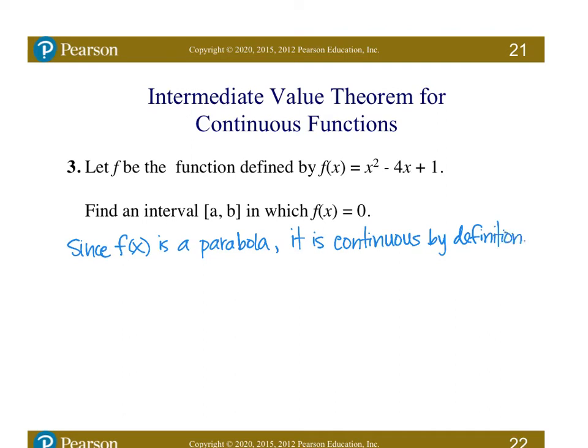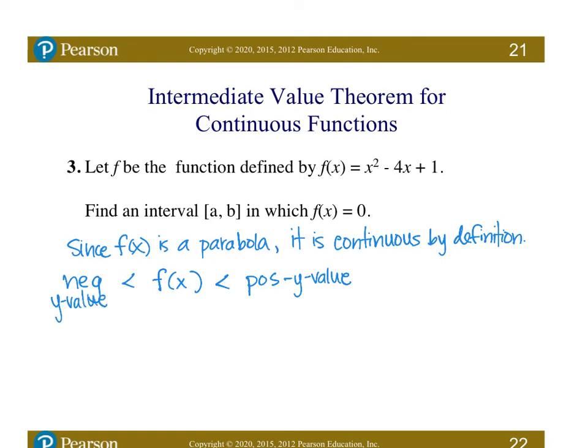Now our question is, can we find an interval in which f of x must be equal to 0? So we're going to work our way backwards. If f of x is going to be equal to 0, then it has to be less than a positive number and greater than a negative number. It must be, and these are y values, right? A positive y value, because f of x is a y value, and a negative y value.